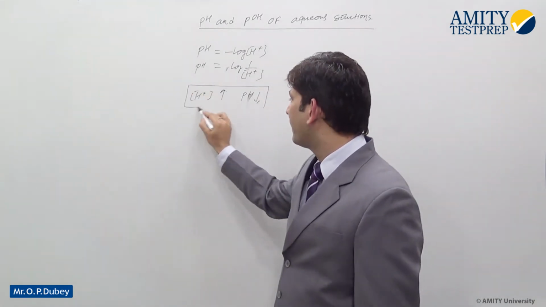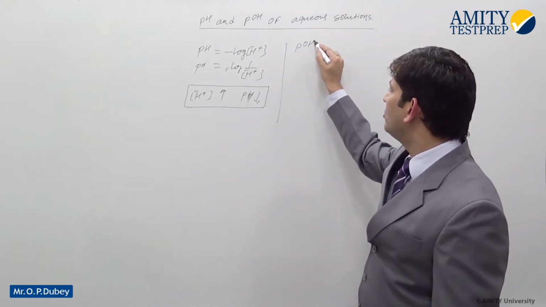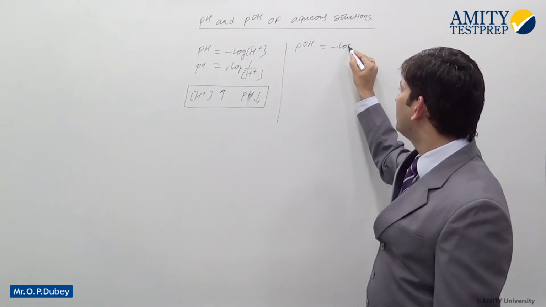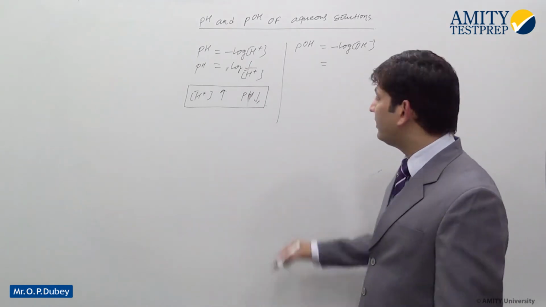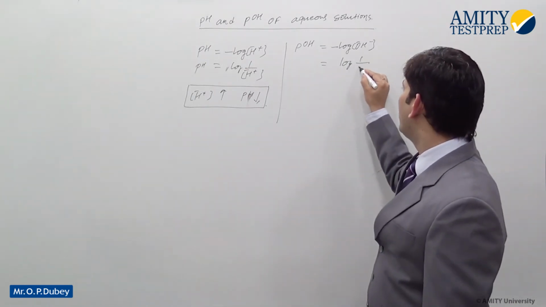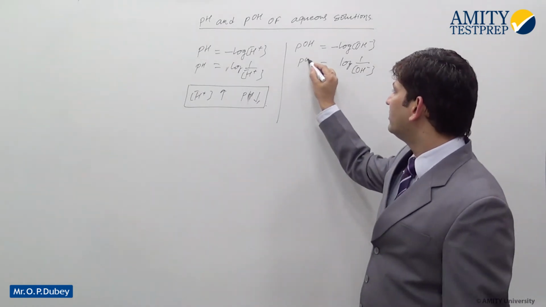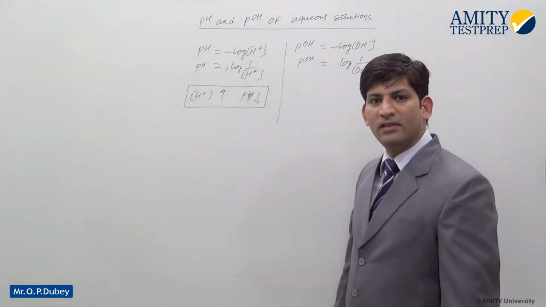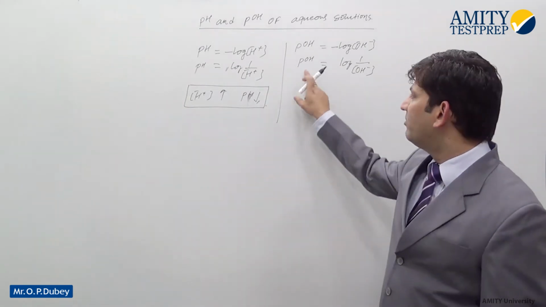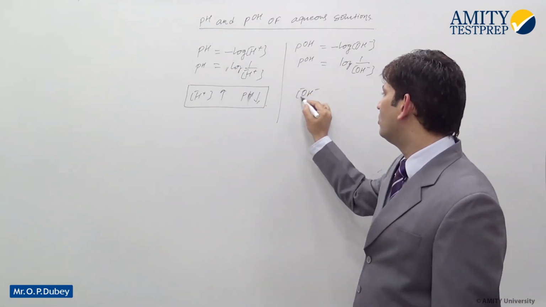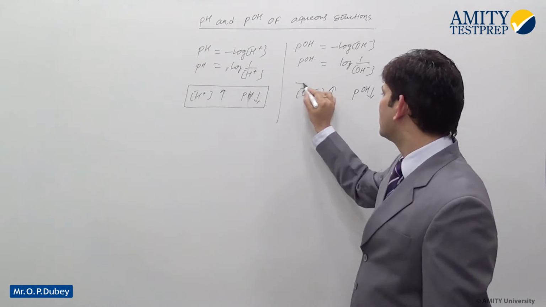Similarly, we can determine the pOH of a solution, which is defined as the negative logarithm of the OH- ion concentration. This equation can also be written as log 1 over the OH- ion concentration. Again, the pOH and the OH- ion concentration are inversely related: if the OH- ion concentration increases, the pOH of the solution decreases.